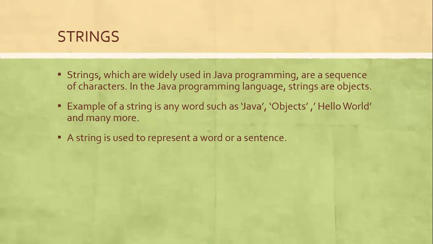So basically, strings are nothing but a collection of characters. Many characters put together make up a string. And in Java, strings are nothing but objects. Since Java is an object-oriented programming language, everything here would be treated in terms of objects. Any word here, such as Java, objects, hello world, becomes a string. And why do you make use of a string? If you want to represent a word or a sentence, then you need to use a string. And that's how string comes into the picture.